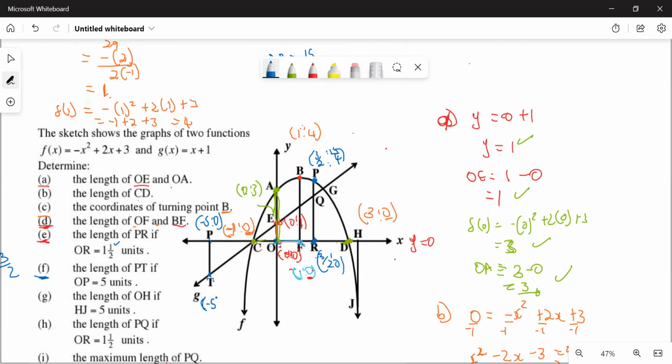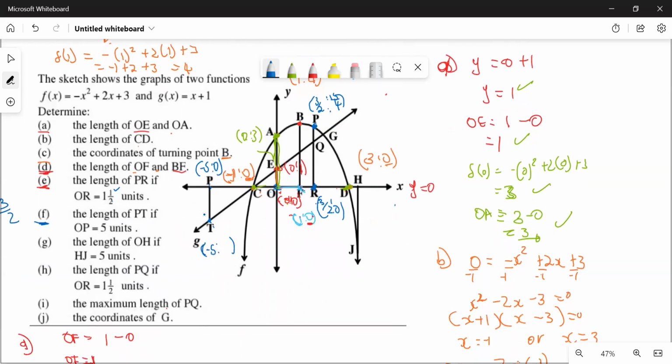Minus 5, and then we don't know what Y is going to be. How do you get Y? Substitute. So we are going to substitute in F or in G. G of X. We substitute in G of X. So with number F, we are going to have G of minus 5, which is given as minus 5 plus 1, which is going to be minus 4 again.